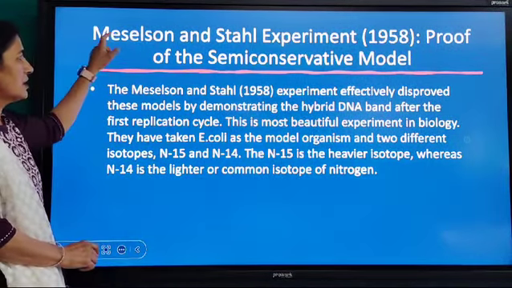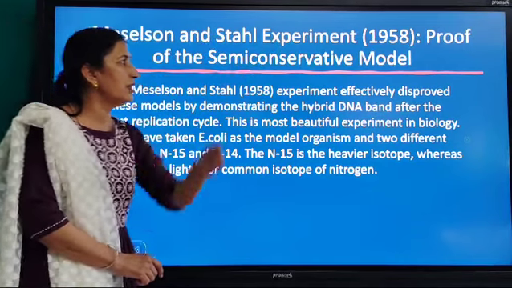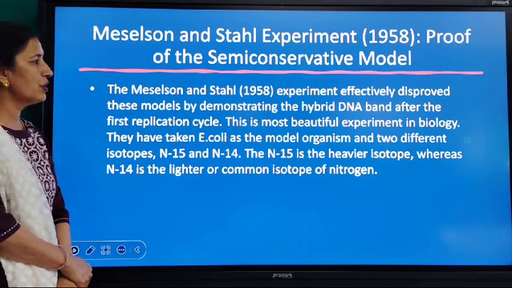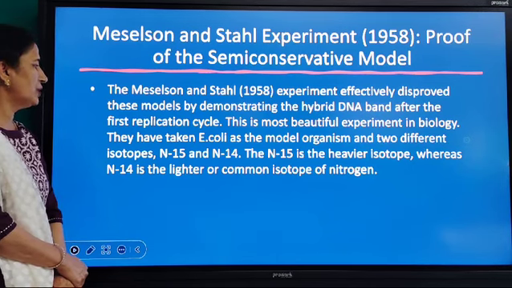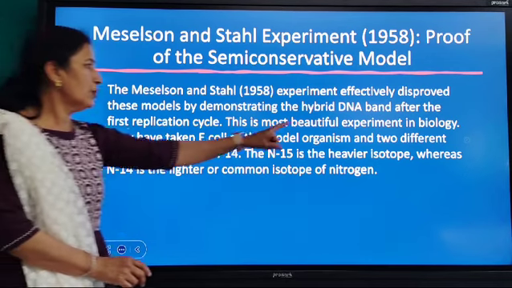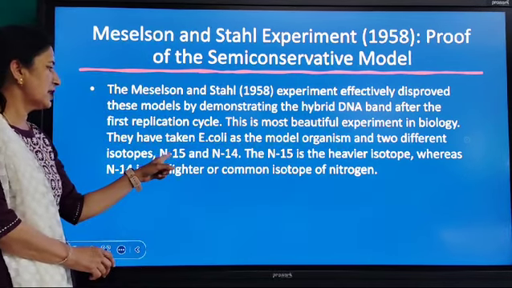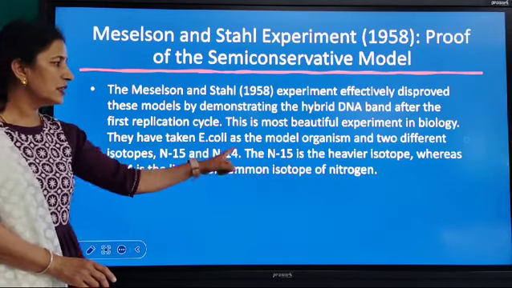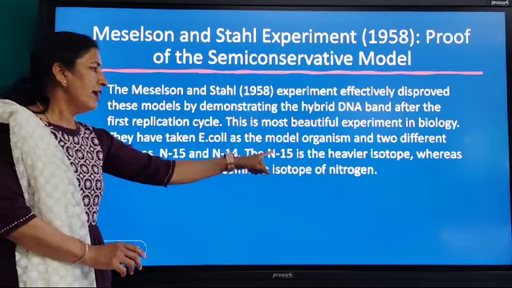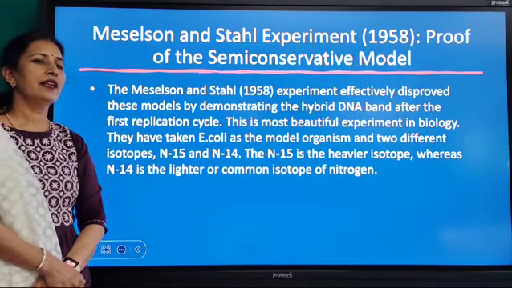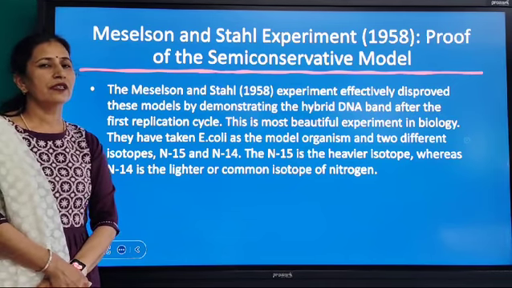For this, Meselson and Stahl in 1958 gave experimental proof, and it is the most beautiful experiment in biology. They used E. coli as the model organism. Two different isotopes, N15 and N14, were used in this experiment. When these isotopes were incorporated into the DNA, DNA of different densities was formed.